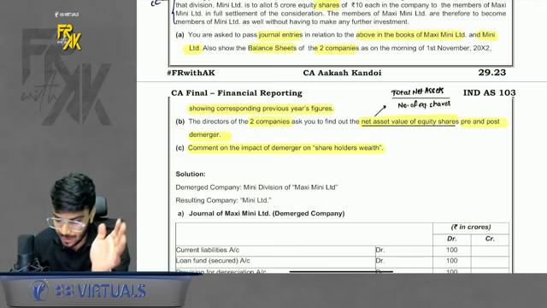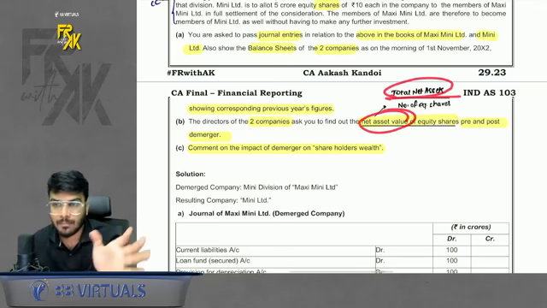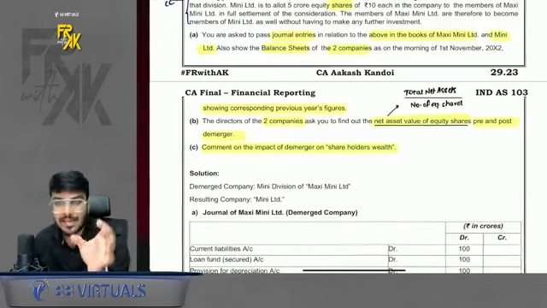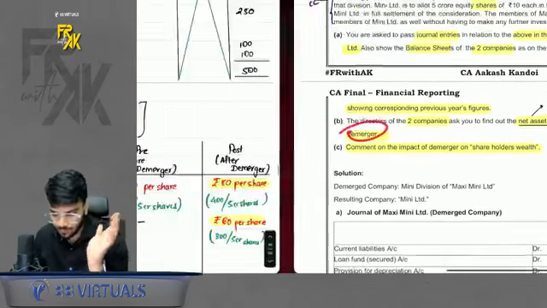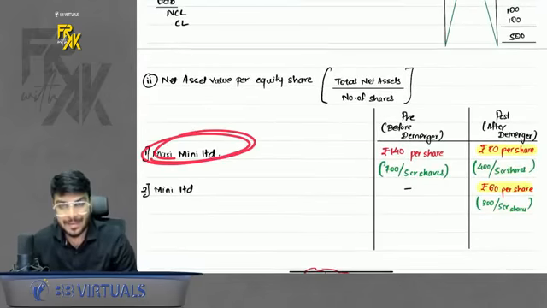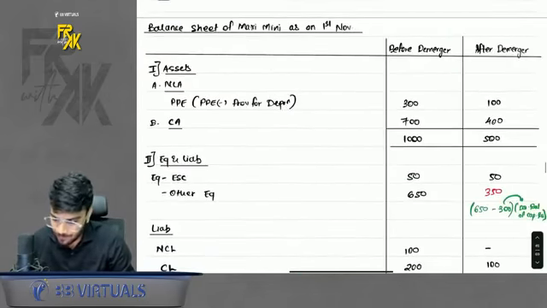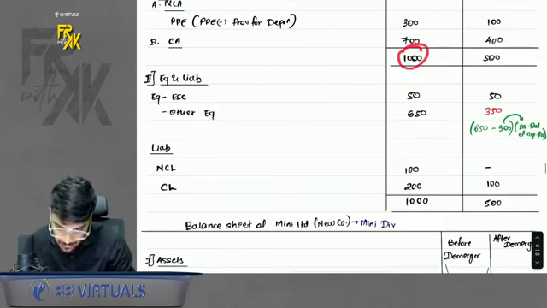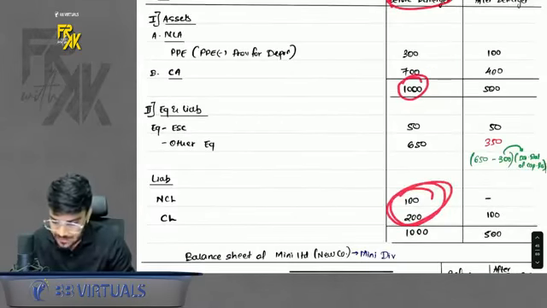Now, what is the meaning of net asset value per equity share? It basically means total net assets divided by number of equity shares. This is how you will find net asset value per equity share, but they wanted pre and post demerger. How will you find it? Chalo, first let's talk about Maxi Mini Limited. Pre demerger, how will you find net assets? Before demerger, check the net assets: 1000 minus 300, net assets are 700. And the number of shares: capital was 50 crores, face value was rupees 10.